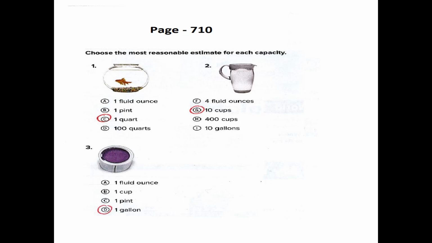After that we have number 2, it is a jug containing some water. We have 4 answers, F, G, H, I. So the correct answer is G, 10 cups. It means it contains about 10 cups of liquid. Next is number 3. We have also 4 options. A is 1 fluid ounce, B is 1 cup, C is 1 pint, D is 1 gallon. So D is the answer for this one, that contains 1 gallon.